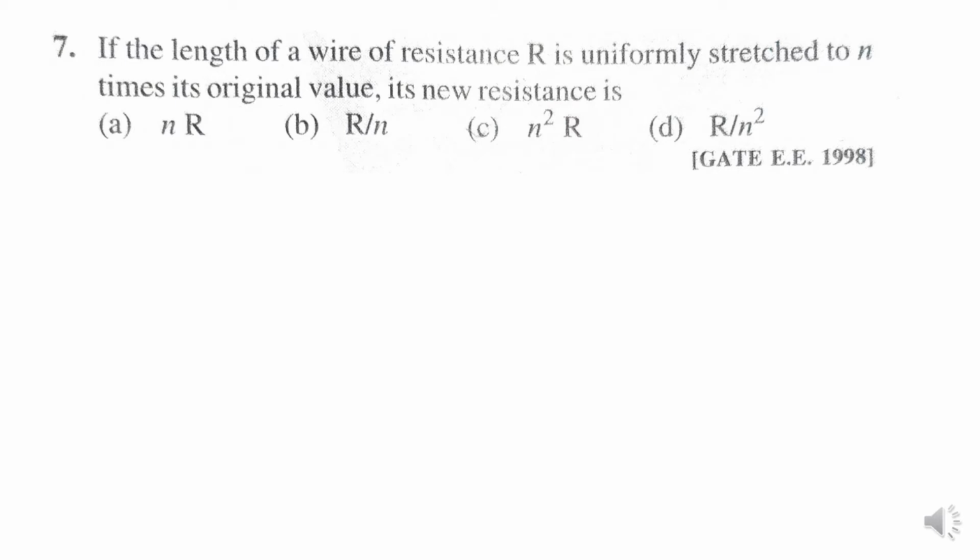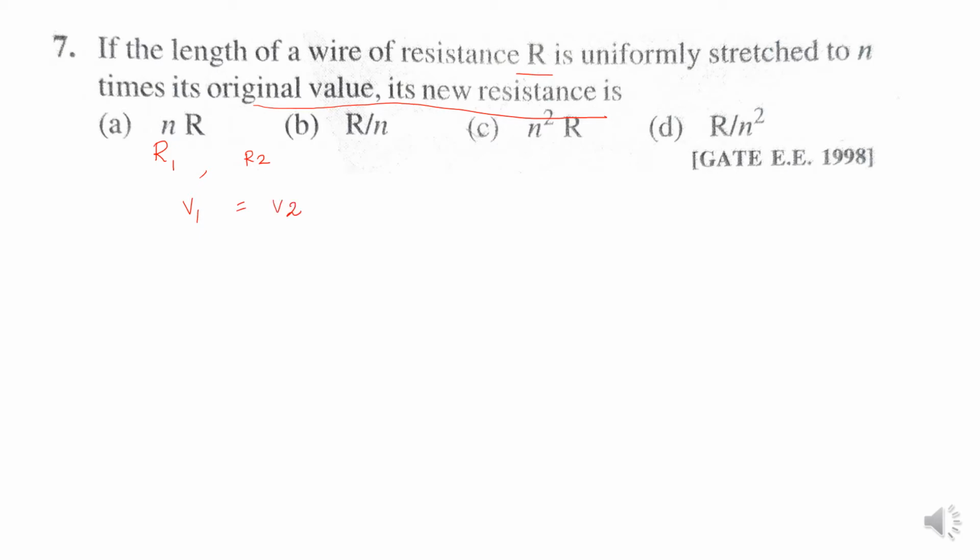If the length of the wire of resistance R is uniformly stretched to n times the original value, what is the new resistance? So the original value of resistance I take as R1 and the new value of resistance, that is R2. Now we have to stretch the length to n times the original value. The volume remains the same.